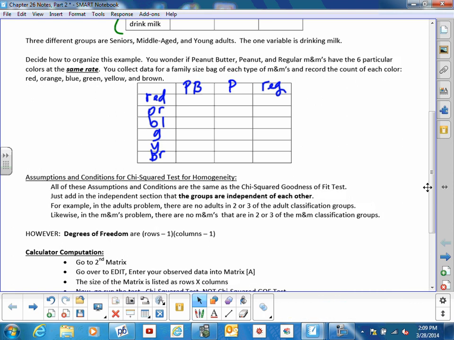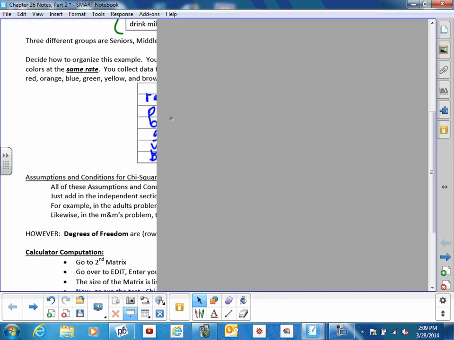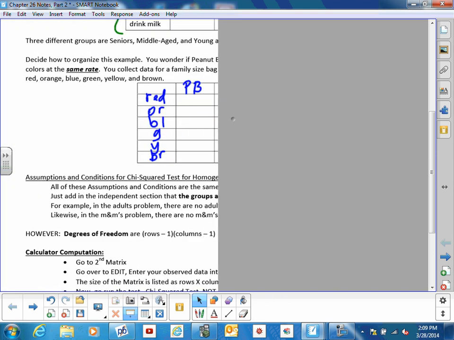Now, I want to sit on this for a second and reference what you did on Wednesday. You picked one of these kinds, say the peanut butter type of M&Ms. Then you were finding out if it was the same as what the M&M company claimed. So you were comparing to a claimed number. On Wednesday, you essentially could have taken your sample and compared it to what the M&M company claimed. So that's one proportion against a claimed number.